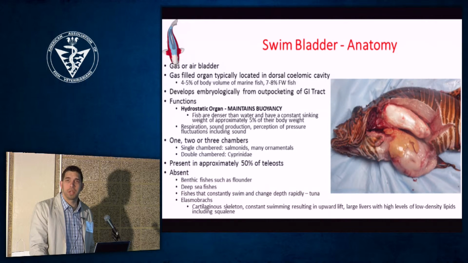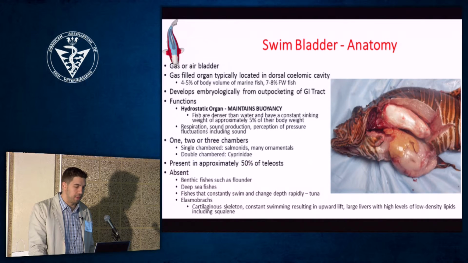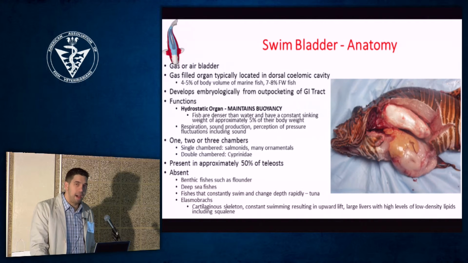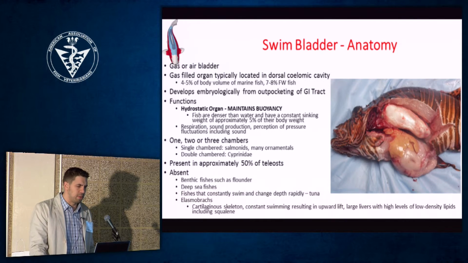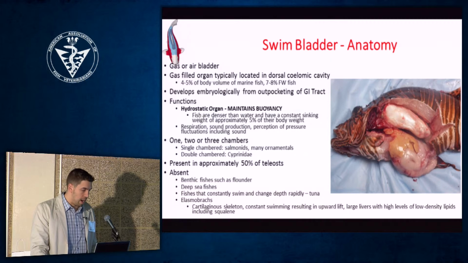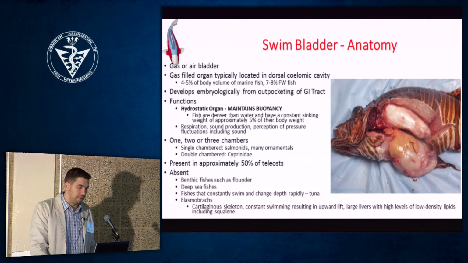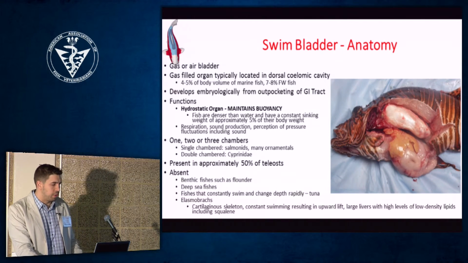It could be 1, 2, or 3 chambered, usually 1 or 2, single in salmonids and most ornamentals, but double chambered in Cyprinidae. About half of teleost fish have a swim bladder, and it'd be absent in certain benthic fishes and deep sea fishes, although some deep sea fishes even have adaptations where they fill it with a lipid, like the coelacanth. And then fishes that constantly swim and change their depth a lot. Obviously, having a swim bladder is going to be too much work for them if they're changing the volume constantly. And that would be fish like tuna.